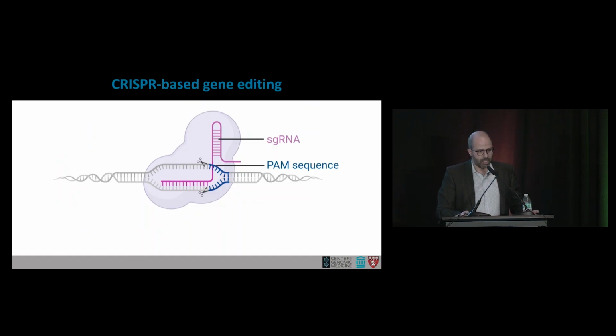This was engineered to work in mammalian systems. Here, describing the complex of the Cas9 protein with a guide RNA, a small molecule of RNA that is complementary to your sequence of interest in the DNA. And if this lands adjacent to a compatible PAM sequence, it will introduce a double-stranded cut into the DNA.